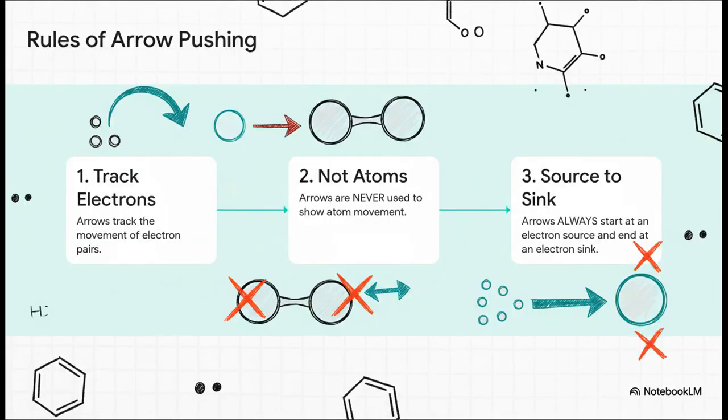So, how do we actually draw this? Chemists have this awesome shorthand called arrow pushing, and it's got three dead simple rules. Rule number one, the arrows show where pairs of electrons are going. Rule number two, and this is super important, arrows never show atoms themselves moving. It's all about the electrons. And finally, rule number three, the arrow always starts at the electron source and points right to the electron sink. You get these three rules down, you're basically fluent in chemist.